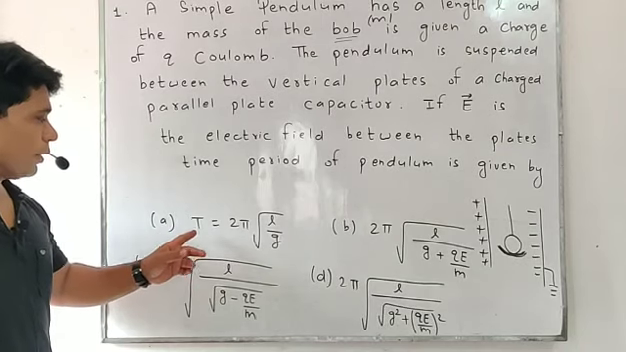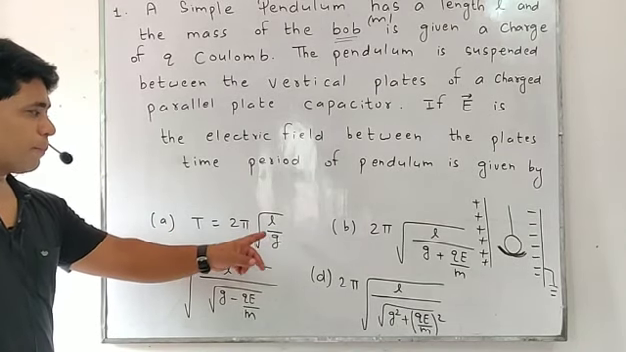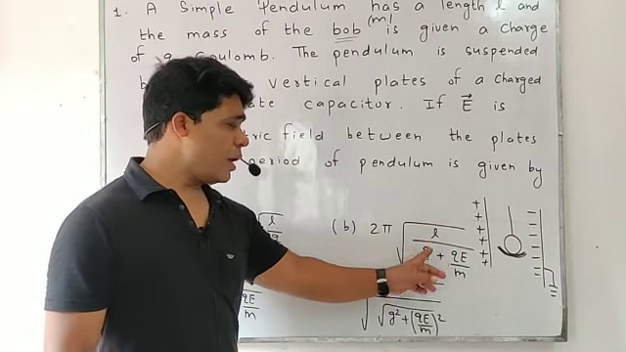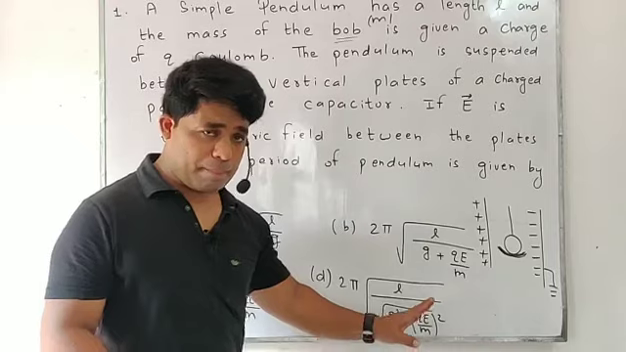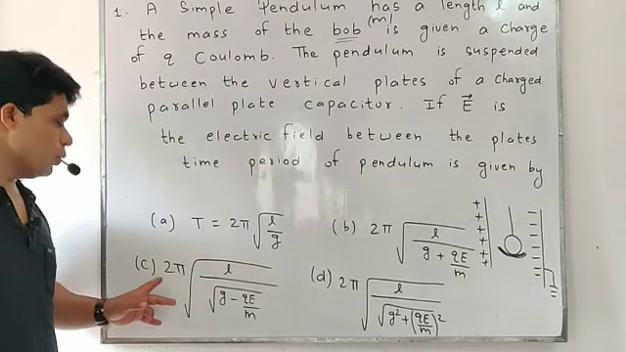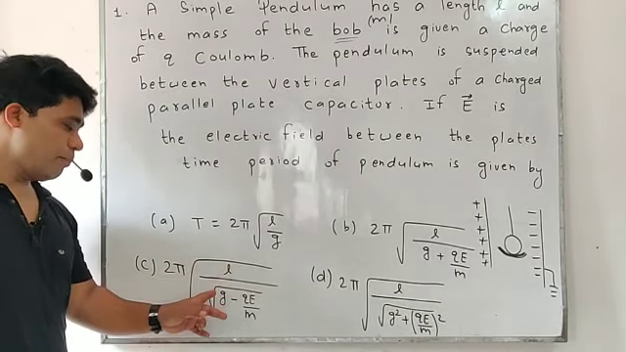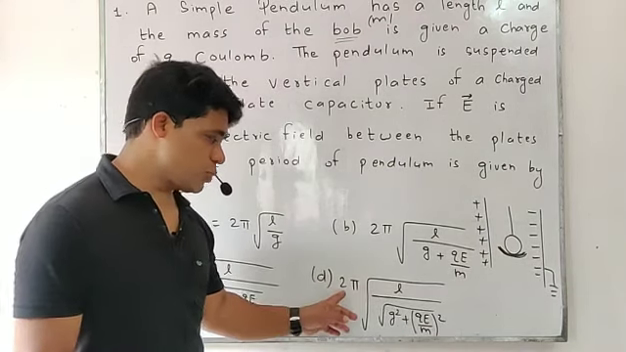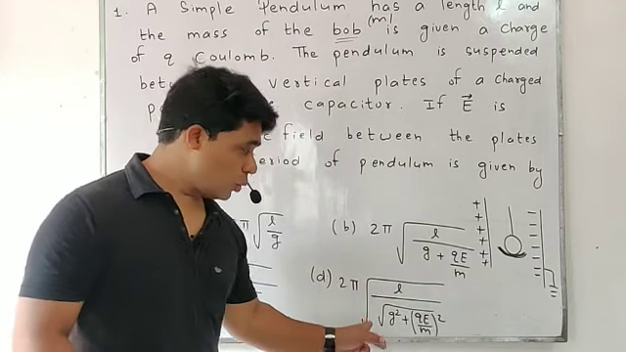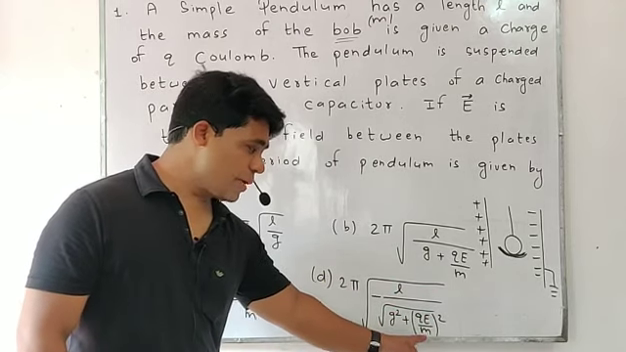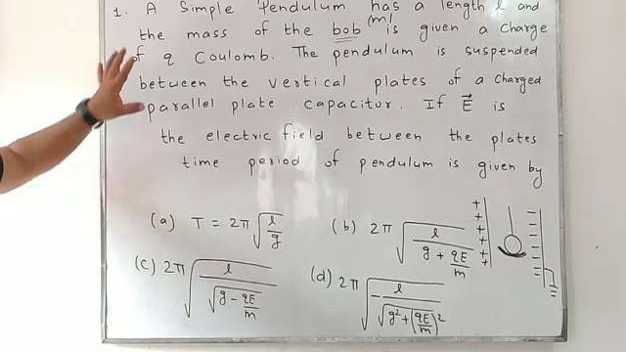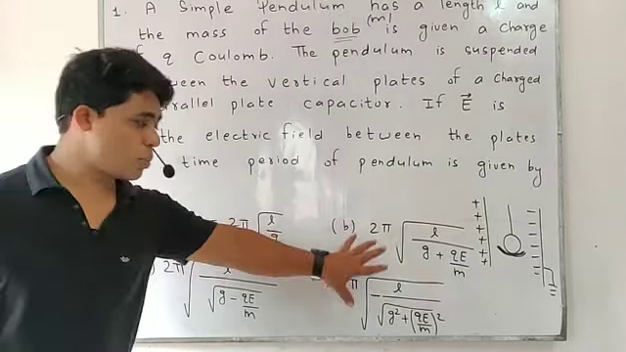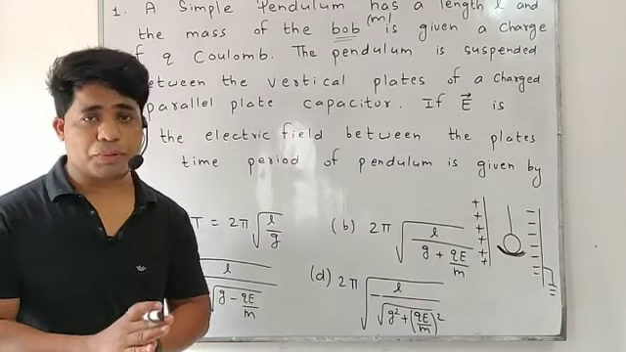See the first option: T equals 2 pi root L by g, where L is the length of the rope. Option B: T equals 2 pi root L upon g plus QE by m. Option C: T equals 2 pi root L upon g minus QE by m. Option D: T equals 2 pi root L upon root g squared plus QE by m whole squared. So you can see the question and we have four options. Out of these, we have to find the one right option.